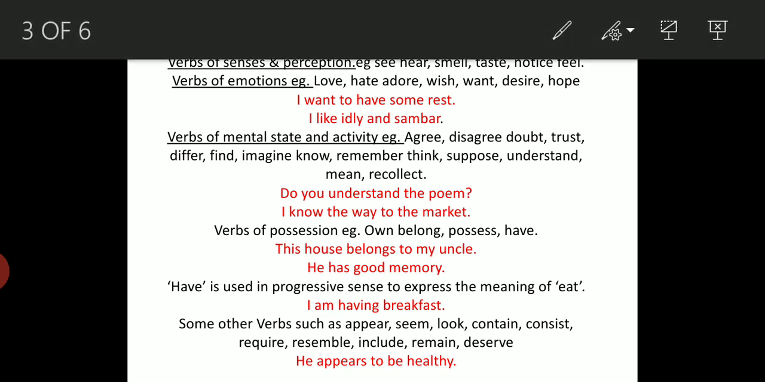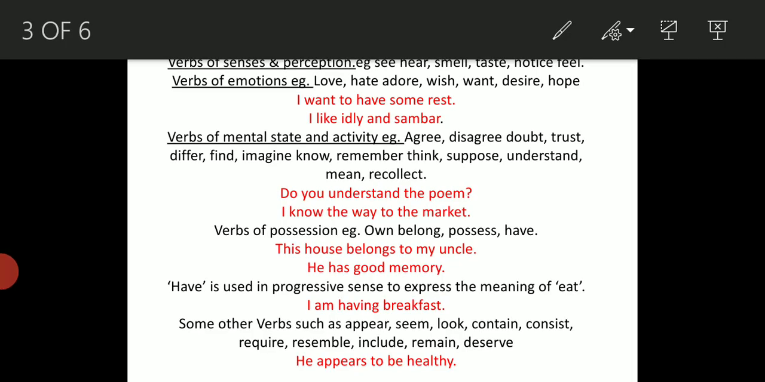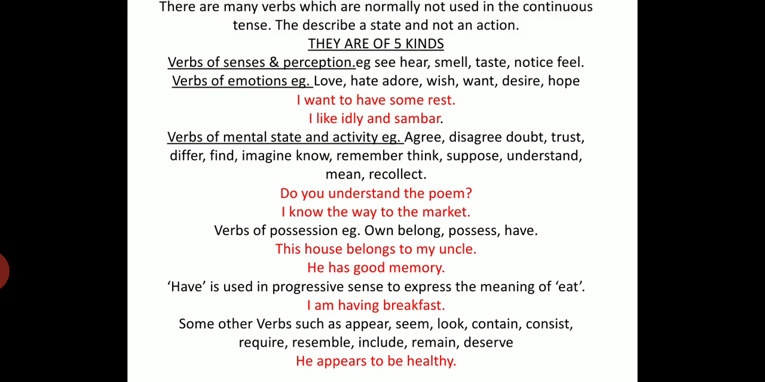Another area where we have simple present tense is verbs of mental state and activity. For example, agree, disagree, doubt, trust, defer, and all those. There's a whole list there, children. So examples are, do you understand the poem? We will not say, are you understanding the poem? That's going to be wrong. So, do you understand the poem?